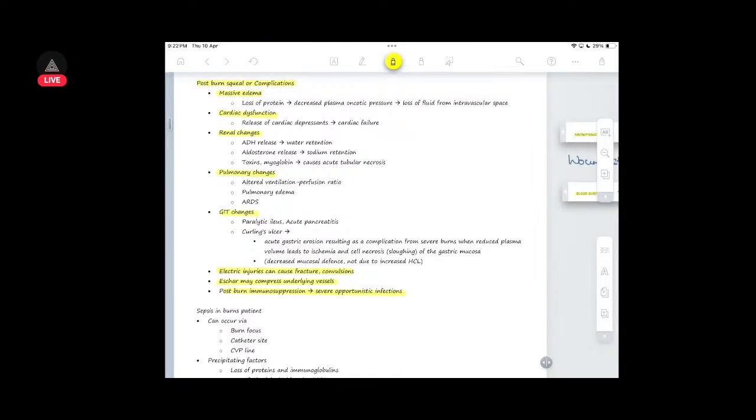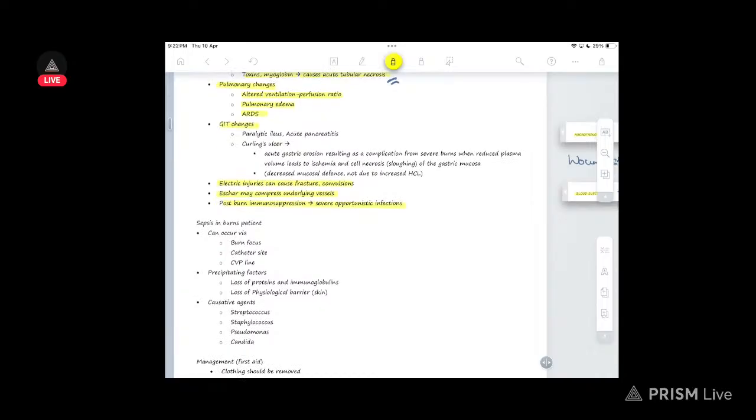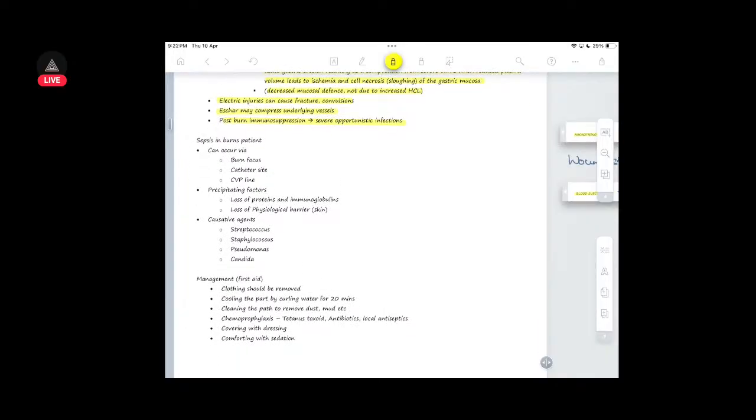So again, going back, there is loss of protein, decreased plasma oncotic pressure, loss of fluid from intravascular compartment, release of cardiac depressant, cardiac failure, which we've seen. Renal failure: ADH release causes water retention, aldosterone release causes sodium retention, and toxin and myoglobin cause acute tubular necrosis. Acute tubular necrosis is common. Then altered ventilation perfusion ratio is seen, and pulmonary edema and acute respiratory distress syndrome occur in burns. Okay. GIT: paralytic ileus, acute pancreatitis, Curling's ulcer can be seen. Acute gastric erosion results as a complication from severe burns when reduced plasma volume leads to ischemia and cell necrosis of the gastric mucosa. Decreased mucosal defense, not due to increased HCl.